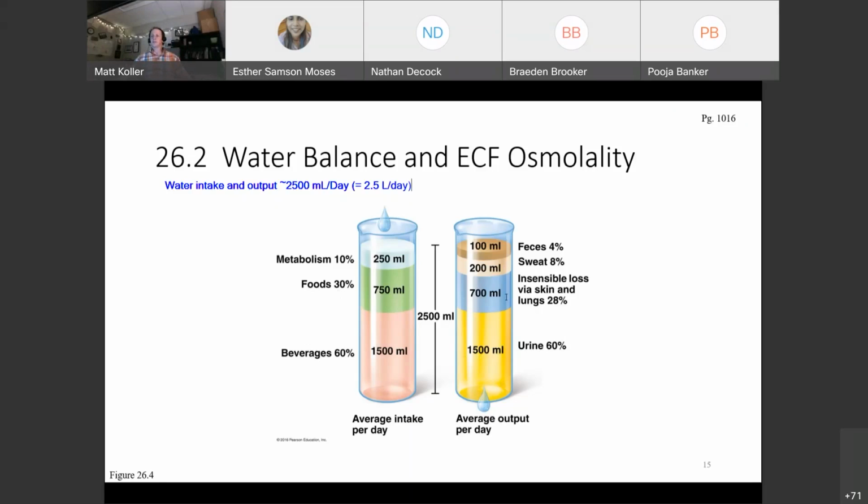700 milliliters of it will be insensible loss. And what we mean by insensible is you can't detect it. So you do lose water through your skin throughout the day. It's just you don't notice it, but it does happen.